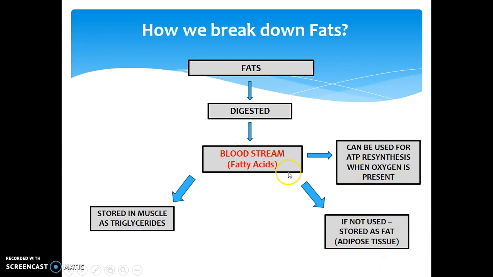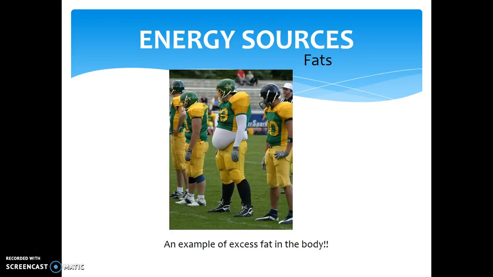But if they're not used for exercise immediately, or once these stores are filled up, then they're going to be stored as fat in adipose tissue. So you can see that both carbohydrates and fats, if there's an excess, are always going to be stored as adipose tissue, which is something that maybe we don't want. An example of excess fat in the body.